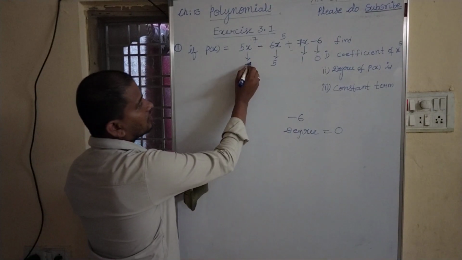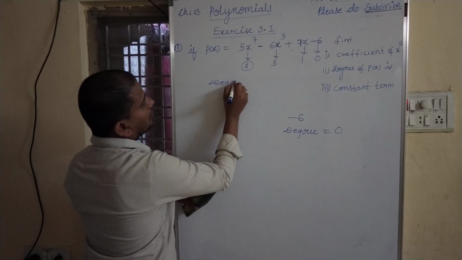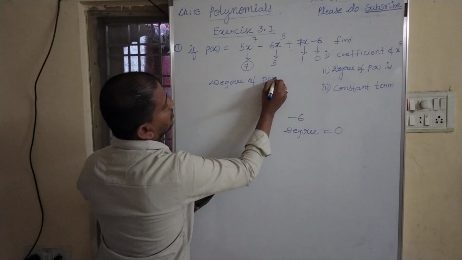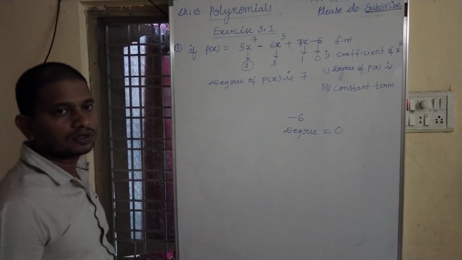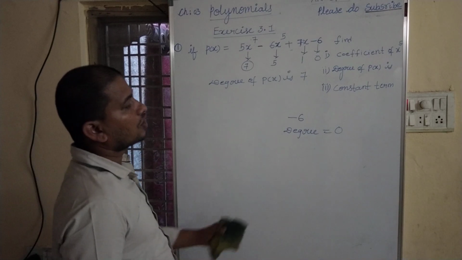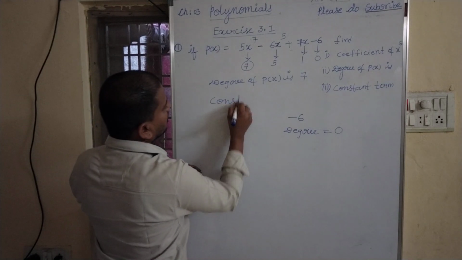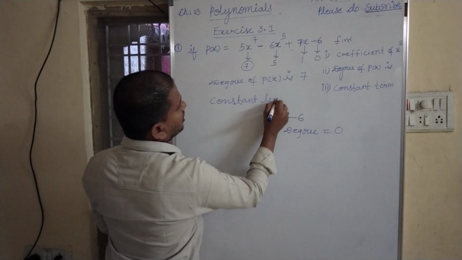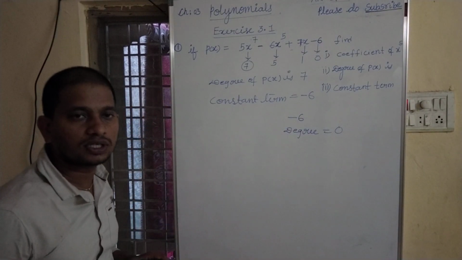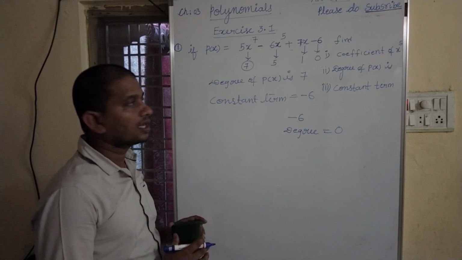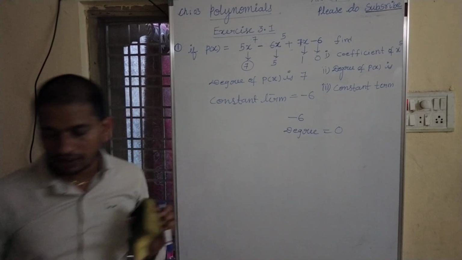Here, the highest power is, you can observe, 7. So the degree of p of x is 7. Okay? And the third question, what is the constant term? Of course, here the constant term is minus 6. Constant term is minus 6. Okay, this is about our first question. Now let us discuss the second question.